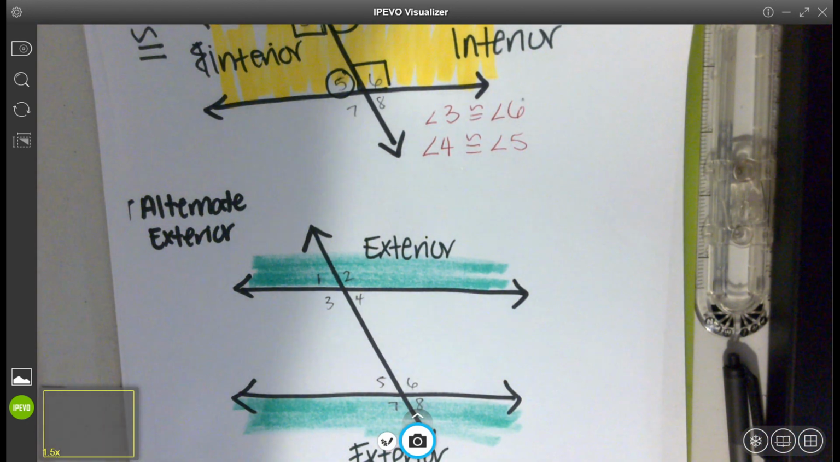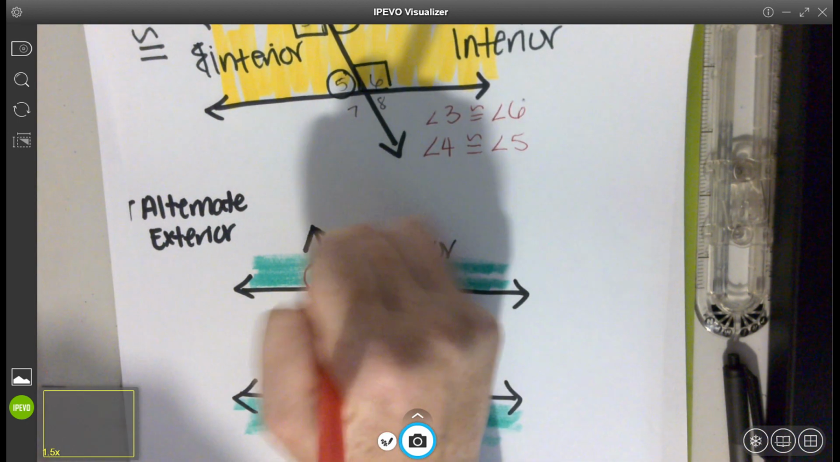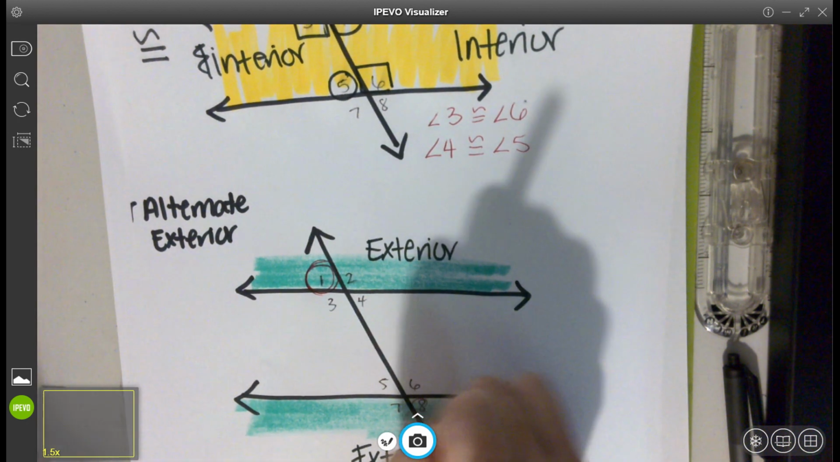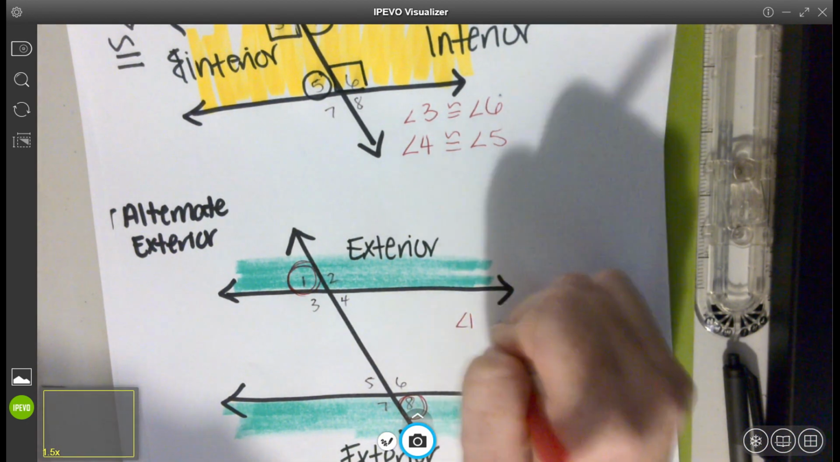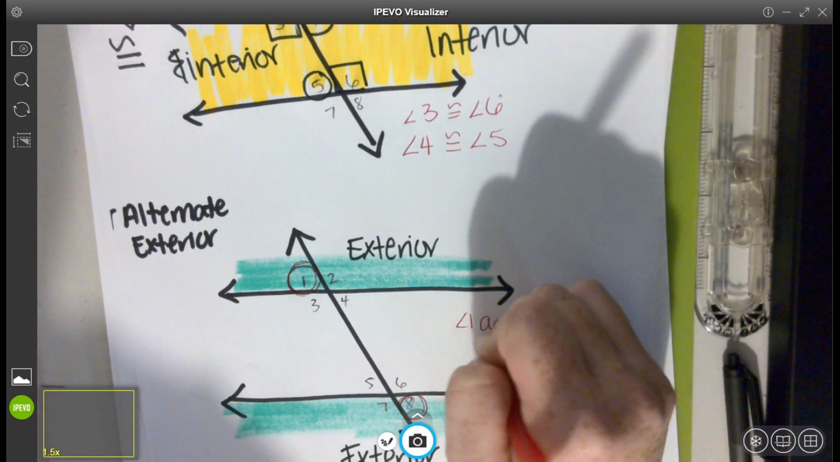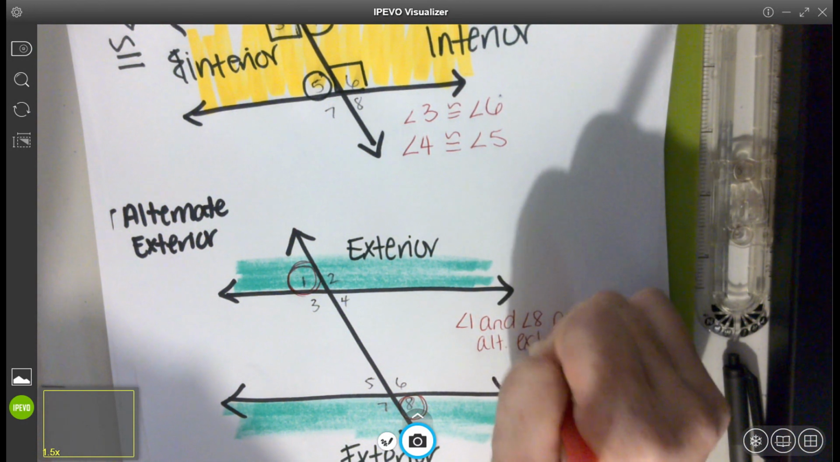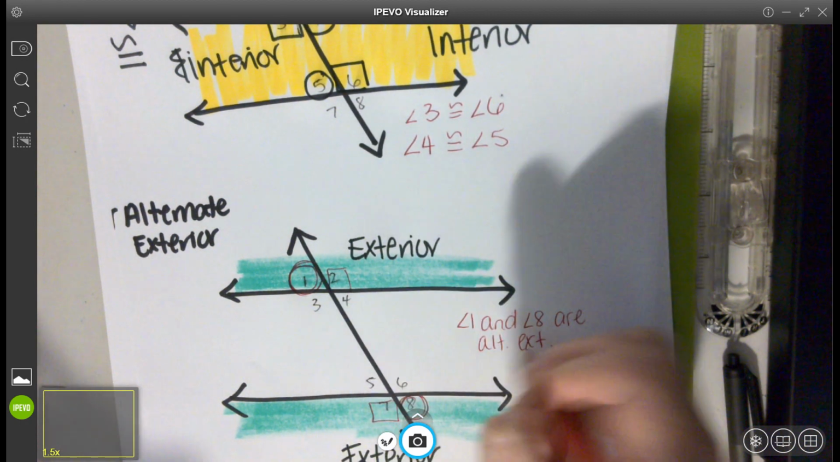And just like alternate interior, alternate exterior, we're still switching. So angle 1 and angle 8 are alternate exterior. So I'm going to write that right here. Angle 1 and angle 8 are alternate exterior. Another pair is angle 2 and angle 7.